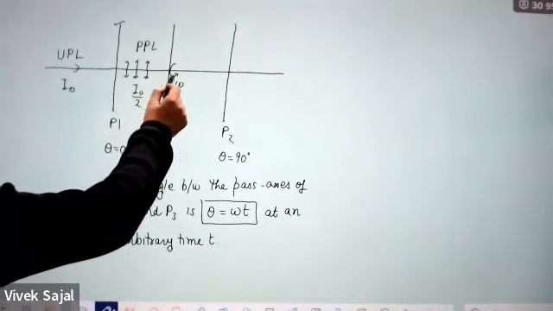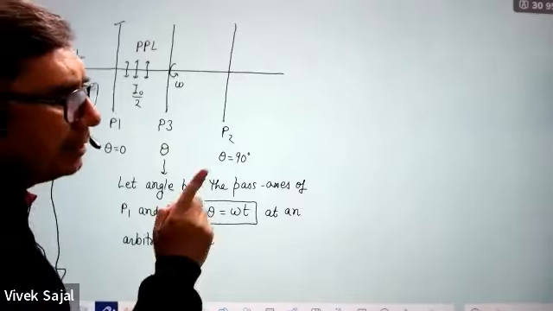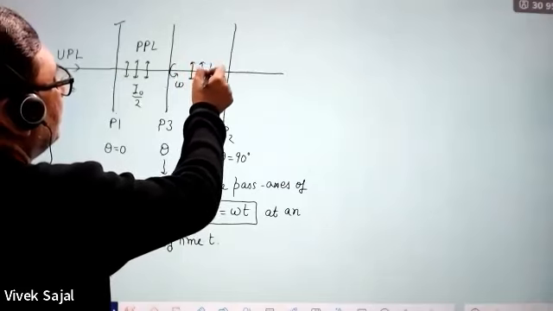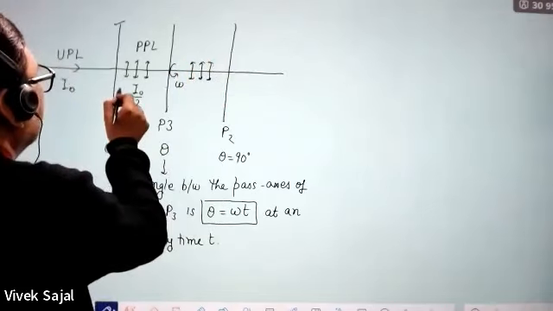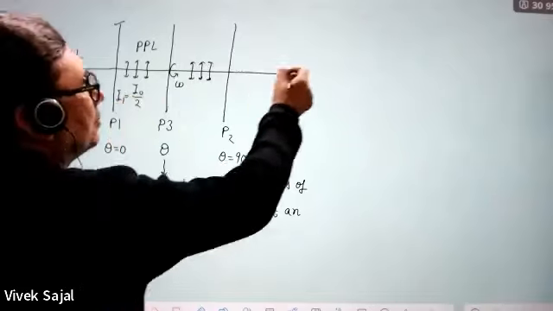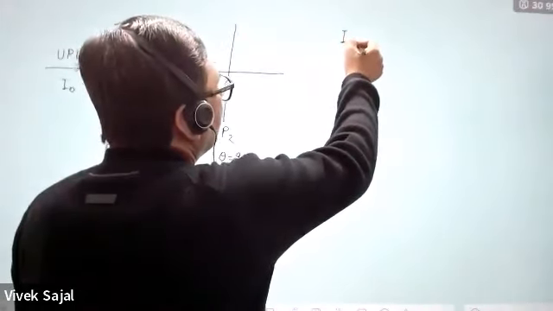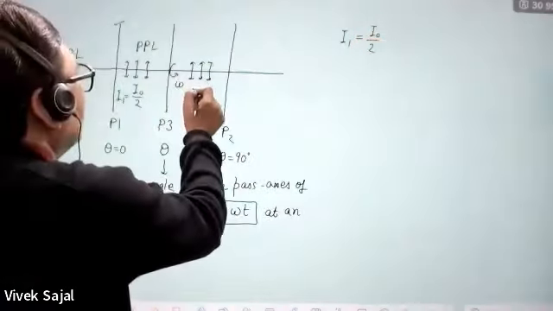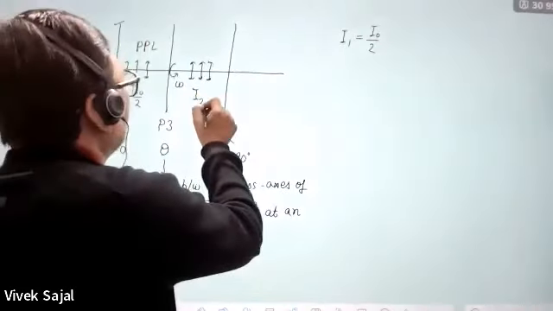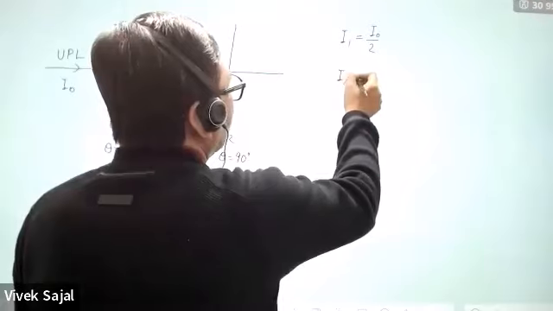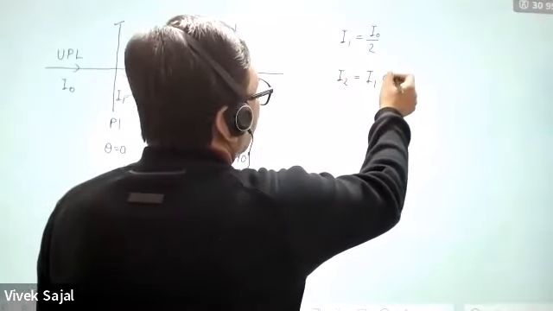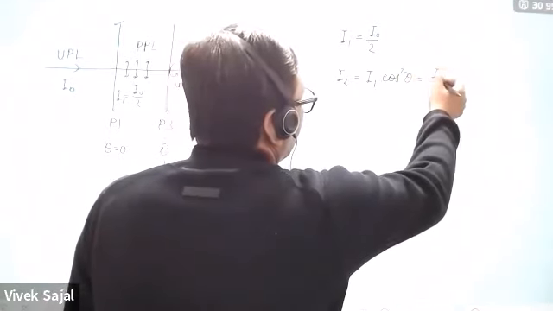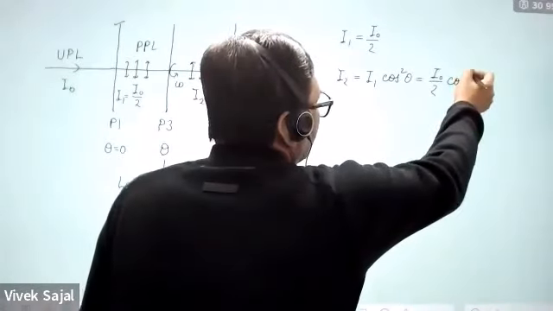So what will be here at time t? I'm writing intensity here. Here also this will be plane polarized light. I'm saying this is I1, and I1 is I naught by 2. And here the intensity I'm saying is I2. So what will be I2? I2 will be I1 times cos square theta. So this will be I naught by 2 cos square theta.